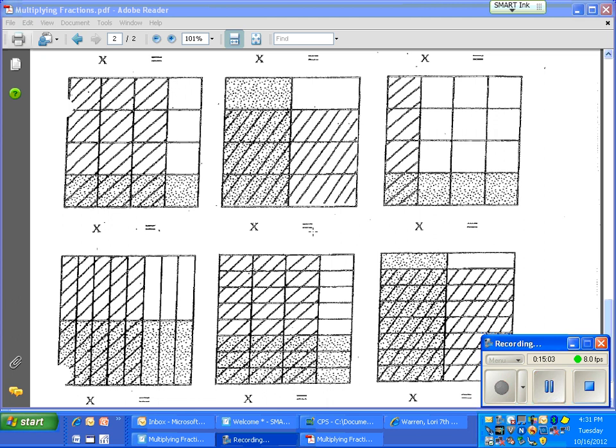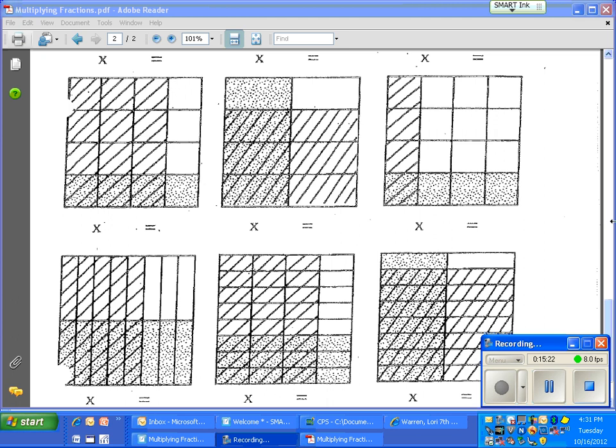Pause the video. Before you start the video, check with your partner on one of the problems and then check the whole video with me. Okay, so pause the video and then restart it whenever you are all done.